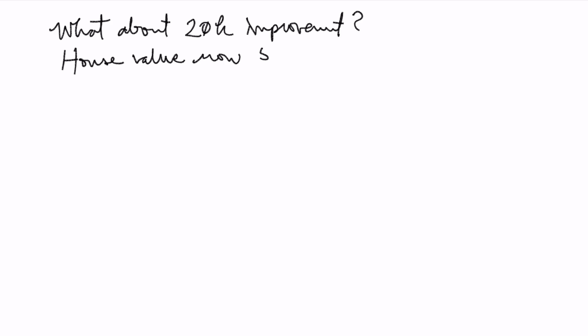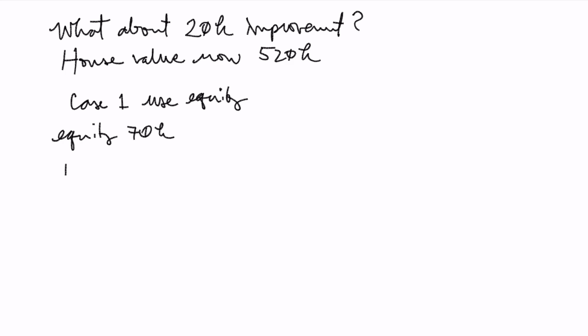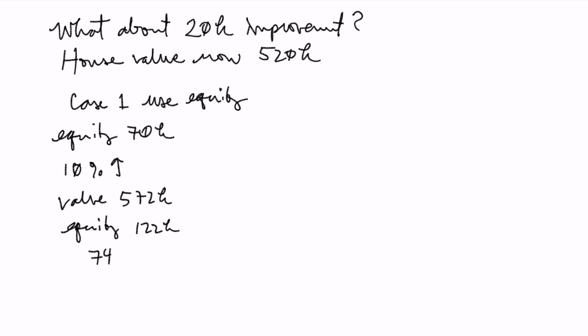Suppose you'd like to make a $20,000 improvement on your $500,000 house with $50,000 equity and a $450,000 loan. Should you spend $20,000 additional equity or take out an additional mortgage? If the house is now valued at $520,000 with $70,000 equity and a $450,000 loan, a 10% increase in value to $572,000 yields a new equity value of $122,000, which is a 74.35% change from $70,000.